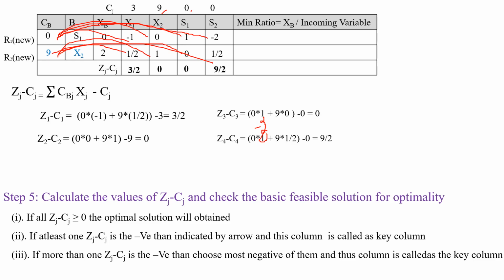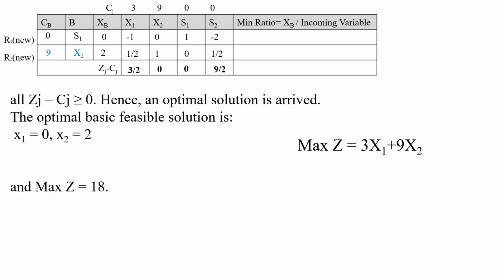So here all the Zj minus Cj values are greater than or equal to 0. Then the optimal solution is obtained. Here all Zj minus Cj values are positive. Hence the optimal solution is obtained.